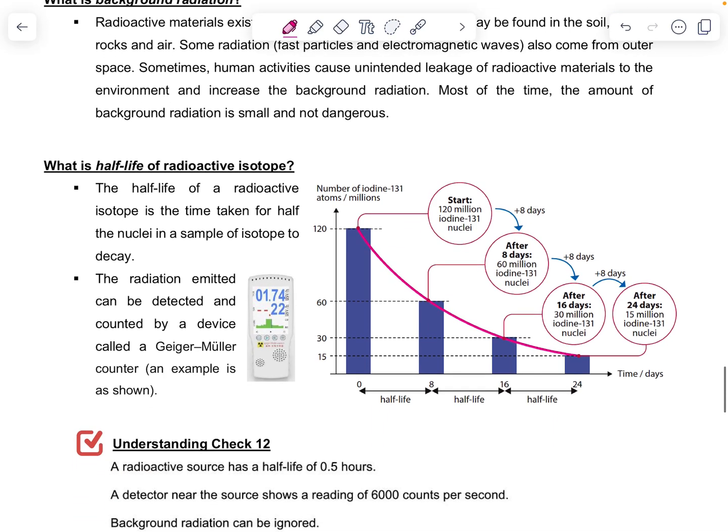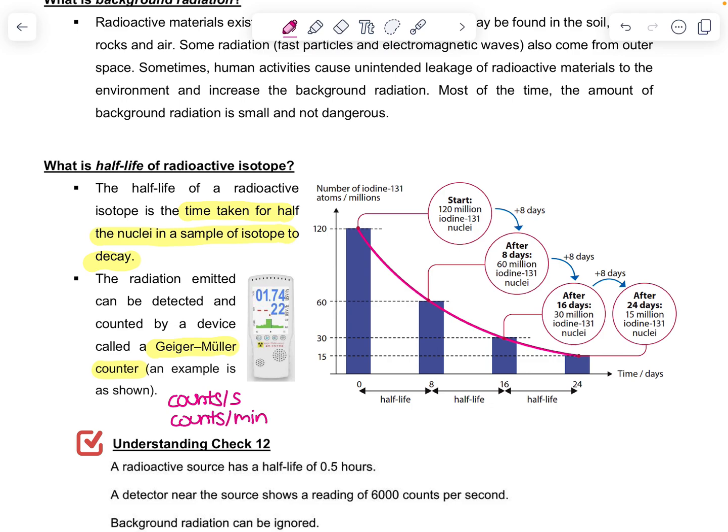Okay, let's look at half-life. Half-life is defined as the time taken for radioactive nuclei in a sample to decay. This radiation is detected and measured by a Geiger-Muller counter. It can be counted in terms of counts per second or counts per minute.